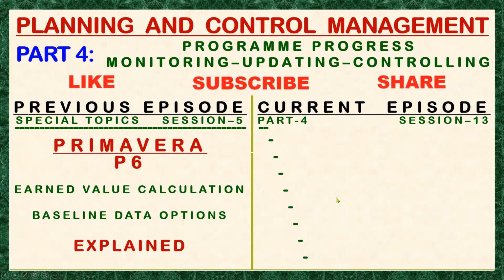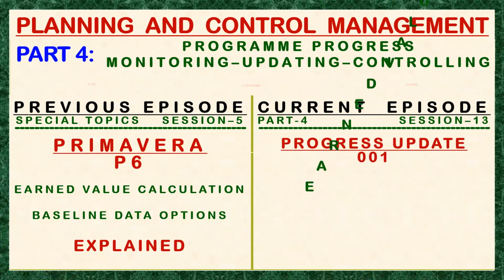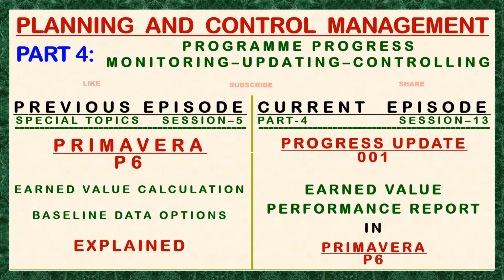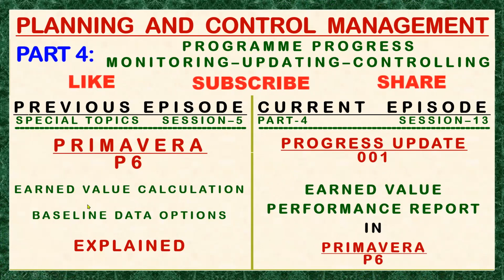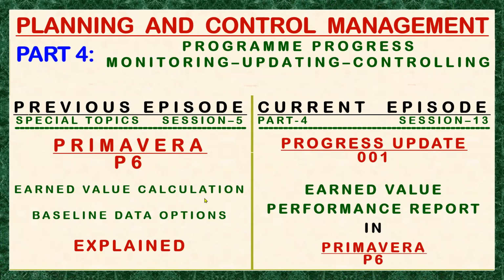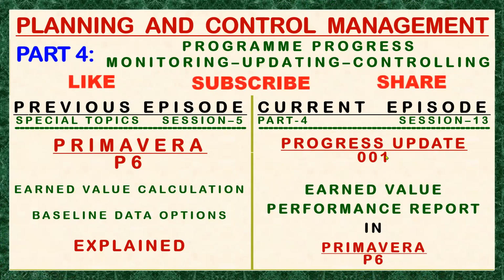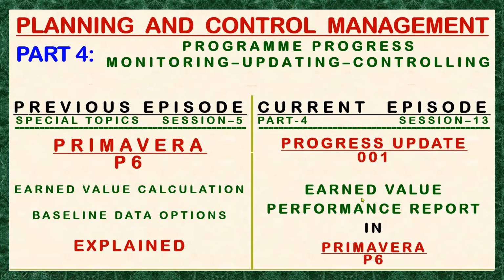So our previous episode was the special topics for session 5. Primavera P6 earned value calculation, baseline data options explained. So our current episode is part 4, session 13. It's about progress update 001, and we will be specifically working on earned value performance report in Primavera P6.